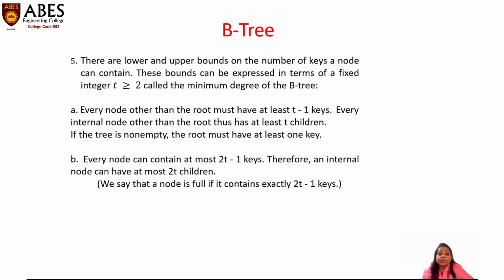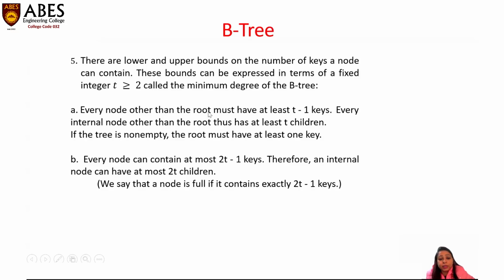There are two things called a lower bound and an upper bound on the number of keys a node can contain. Lower bound means the minimum number of keys a node can contain, and upper bound means the maximum. These bounds can be expressed in terms of a fixed integer t greater than or equal to 2, called the minimum degree of the B-Tree. We will understand this further using an example.